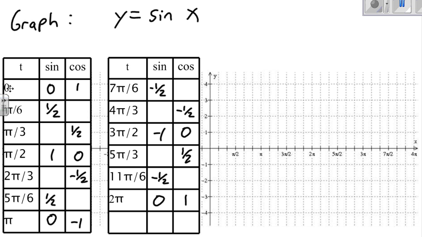So let's start at 0. We're going to graph y equals sine of x. We're going to input 0 for x, and then our output will be like our y. So let's start plotting our points. 0, 0. Pi over 6, 1/2. So here's 1, so there's pi over 6, 1/2. Pi over 3 we're going to skip. Pi over 2 is 1. 2 pi over 3 we'll skip, but 5 pi over 6 is 1/2.